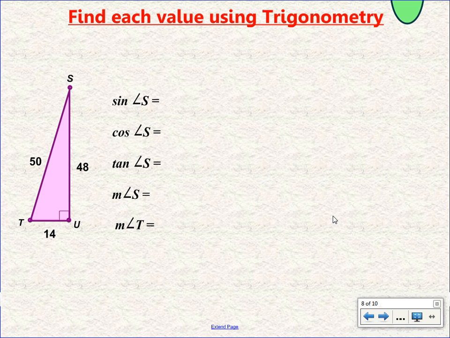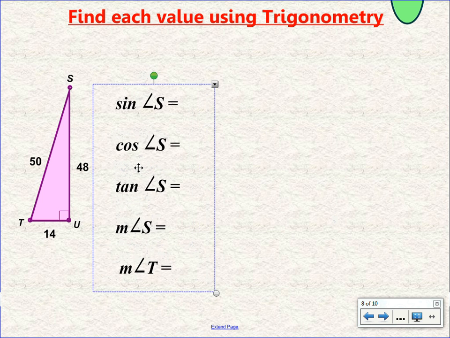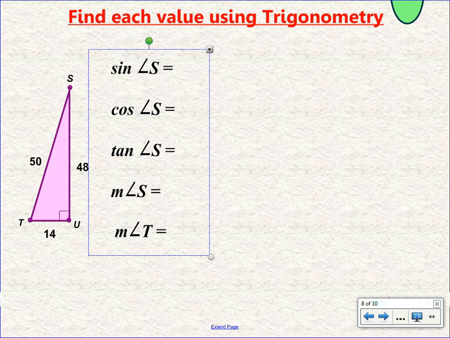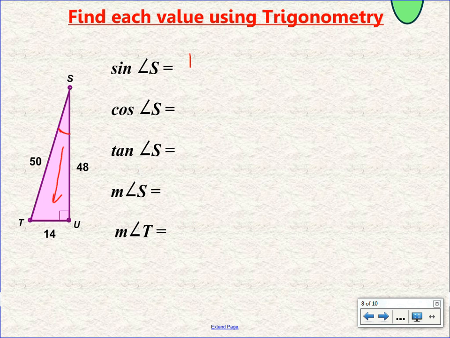So here we have a triangle STU, and I want to find the sine, the cosine, and the tangent of angle S. Now each of those are ratios, right? And again, we do need to start to remember which of those are which. The sine ratio is the opposite side over the hypotenuse. So if I want to find the sine of S, we're going to do the opposite over the hypotenuse. The opposite side, here's my reference angle. Opposite is 14. The hypotenuse across from the right angle is 50.